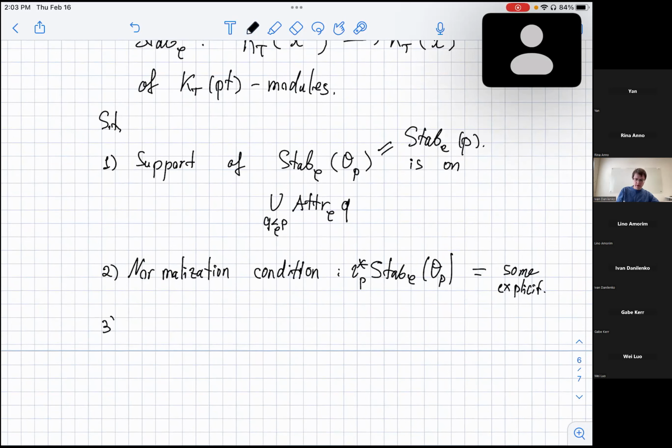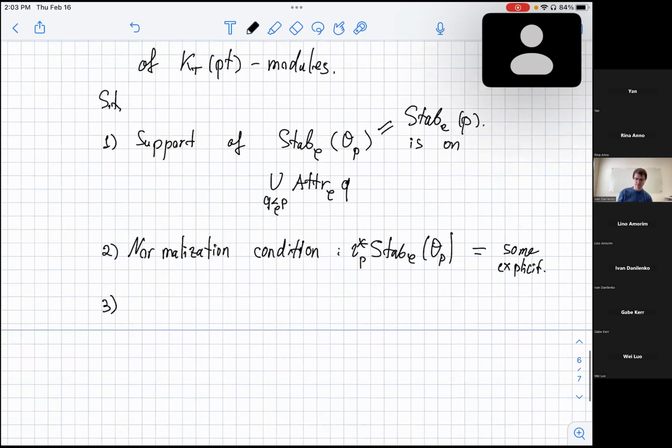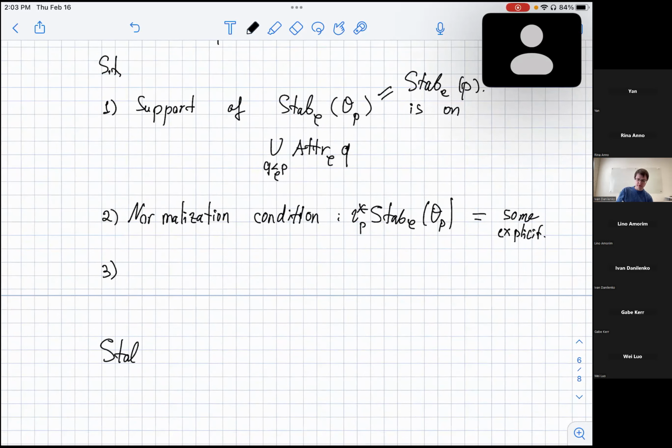And the third thing is that the elements... this condition implies that the restriction matrix, let me write it. I have restriction matrix is triangular with respect to the order given by C. And my second condition fixes what it is on the diagonal.